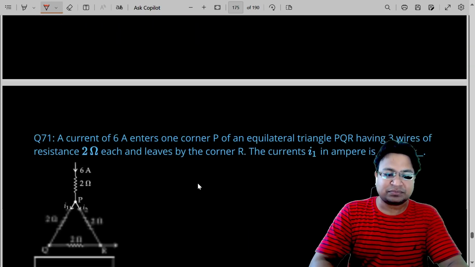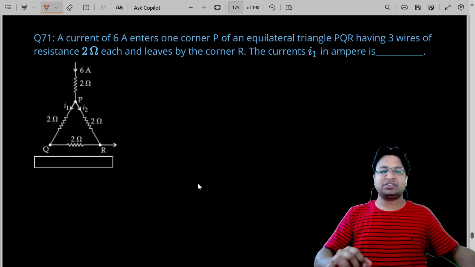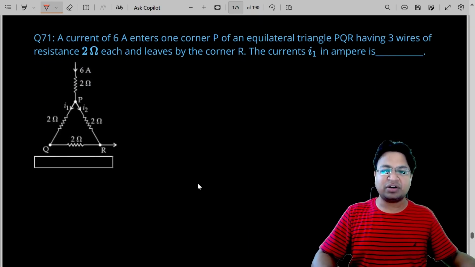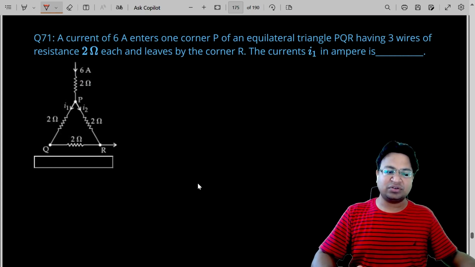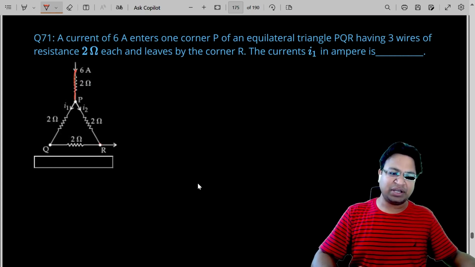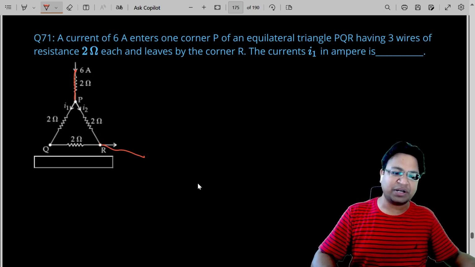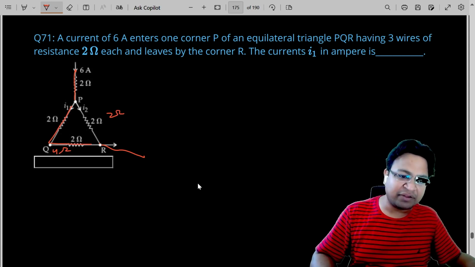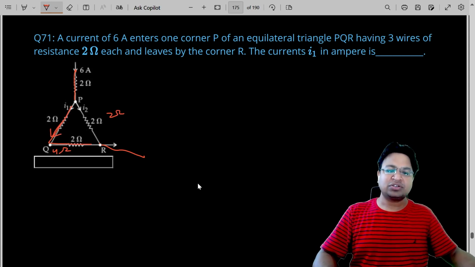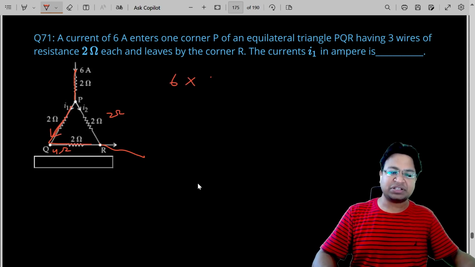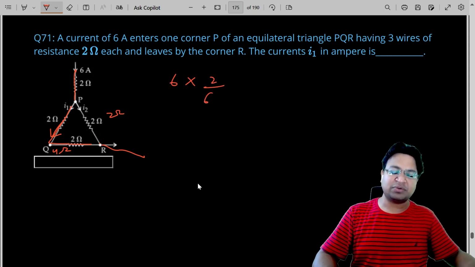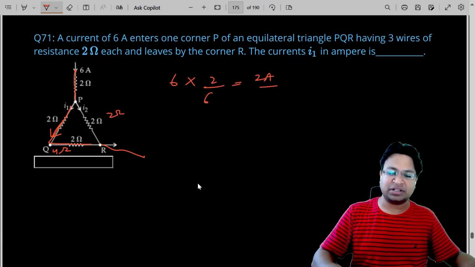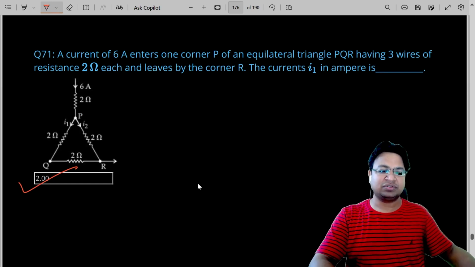All right. Now we come to the numerical part. It says a current of 6 ampere enters one corner P of an equilateral triangle having three wires of resistance each, and it leaves. So if current is entering from here, it is leaving from here. Here it is dividing into two parts. These two will be considered in series. So the resistance here is 4 ohm. The resistance here is 2 ohm. We want to know the current I1, the current going in this branch. So the total current into the other resistance divided by the total resistance is the answer. So 2 ampere is the right answer.